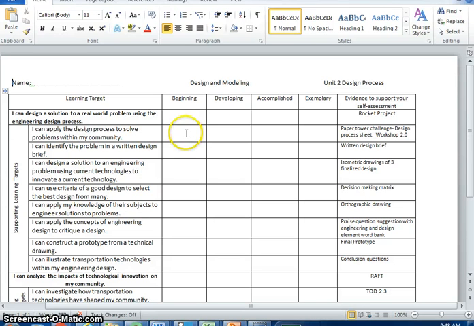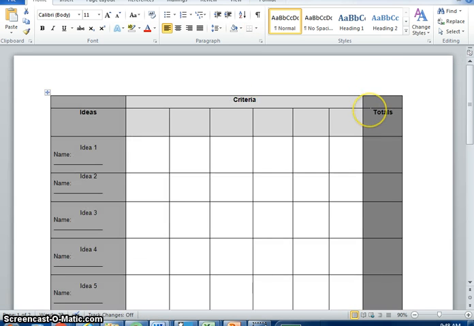Okay, today we're working on the learning target: I can use criteria of a good design to select the best design. What we're going to be using to do that is this thing right here. It's called a decision-making matrix, and it's like a rubric.